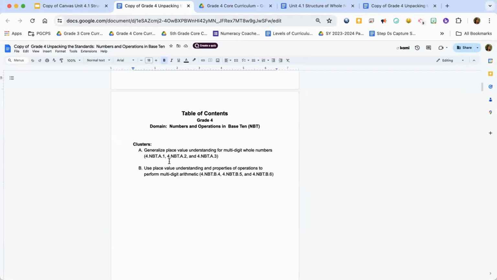The domain that we're looking at are the numbers and operations in base 10, also known as NBT. For this particular domain, there are two clusters. The first, cluster A, generalized place value understanding for multi-digit whole numbers, and cluster B, use place value understanding and properties of operations to perform multi-digit arithmetic.